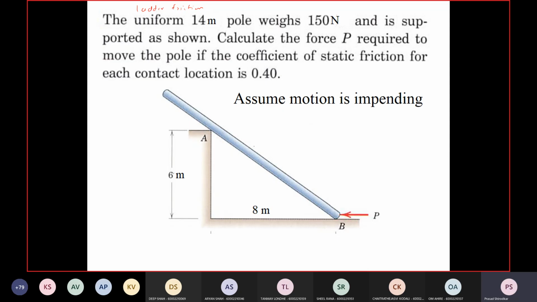Calculate the force P required to move the pole if the coefficient of static friction for each contact location is 0.4. Assume motion is impending. So impending motion will be to the left. The frictional forces will be NB, and this will be 0.4 NB. This is NA, and this is going to slide up, so the friction here will be in the opposite direction. So 0.4 NA.